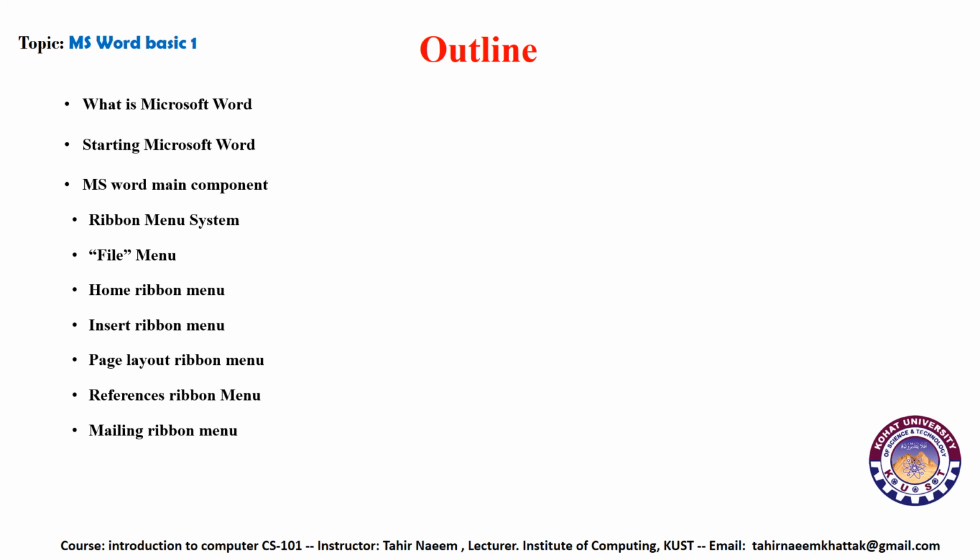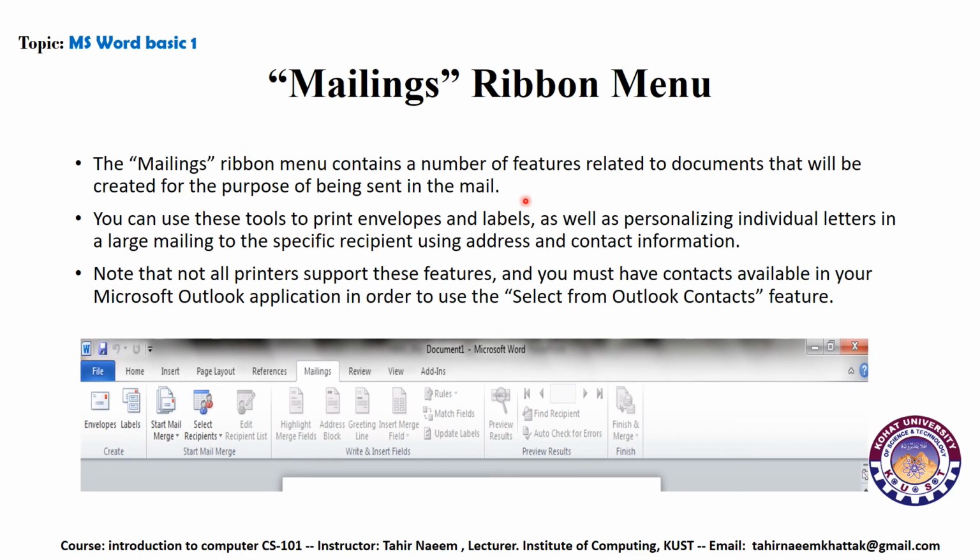So our next topic is the mailings ribbon menu. The mailings ribbon menu contains a number of features related to documents that will be created for the purpose of being sent by mail. We can use these tools to print envelopes and labels, as well as personalize individual letters in a large mailing to a specific recipient using address and contact information. All printers do not support these features, and we have to see if they are available inside our Microsoft Outlook application in order to select from Outlook contact features.